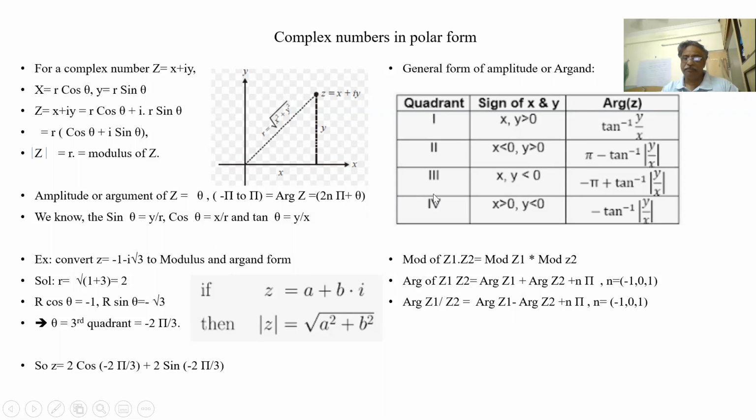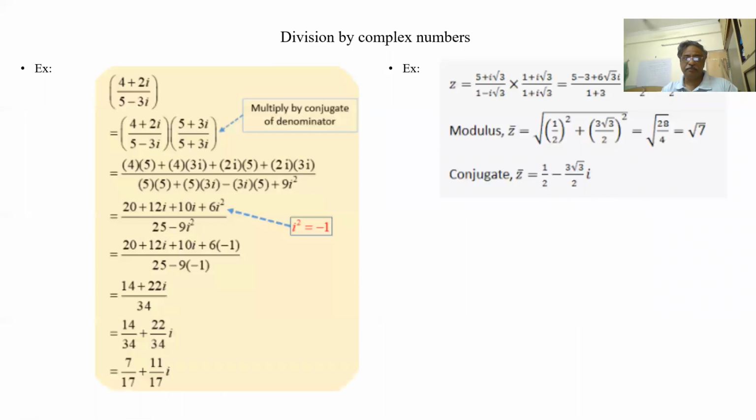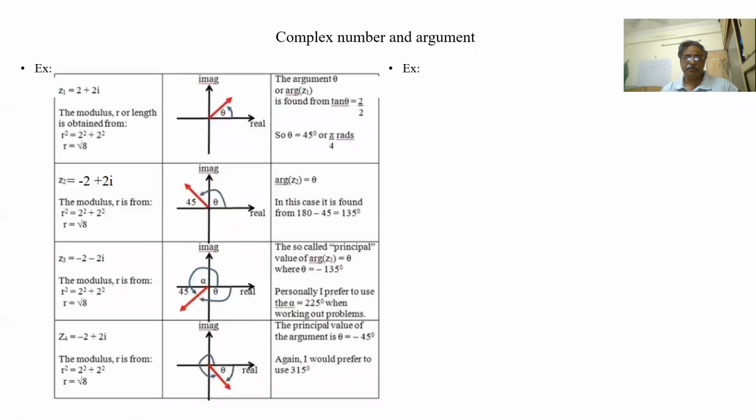Let us see here. This is the second quadrant. What is the argument here? This theta is the argument. But this tan inverse y by x is the 45. So what is the argument here? Pi minus this tan inverse y by x. This total is pi minus tan inverse y by x. So I will get my argument. Here what? Minus pi plus tan inverse y by x.